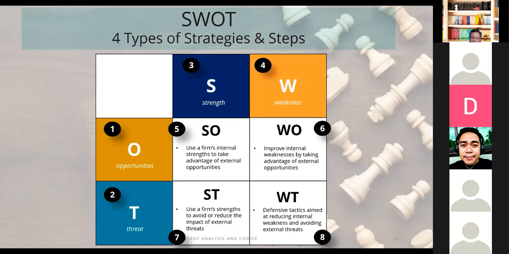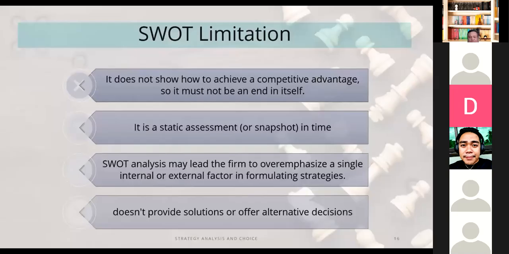This tool is to generate feasible alternative strategies, not to select or determine which strategies are best. Not all of the strategies developed in the SWOT matrix, therefore, will be selected for implementation. Although SWOT is used widely in strategic planning, the analysis does have some limitations, which are the following.